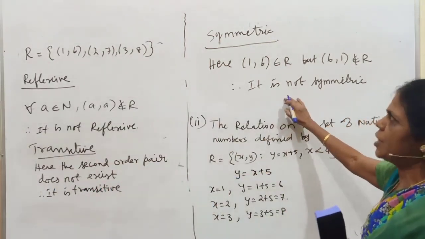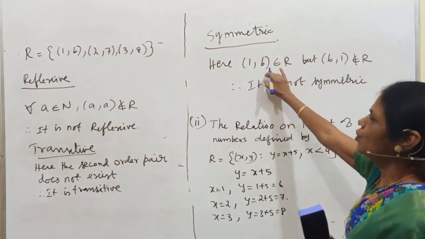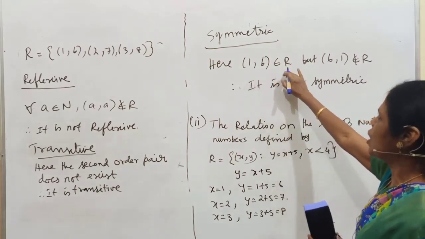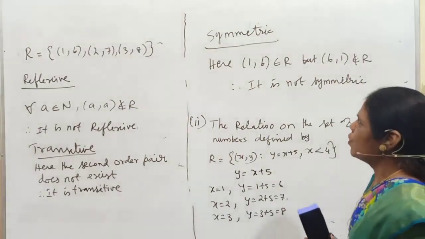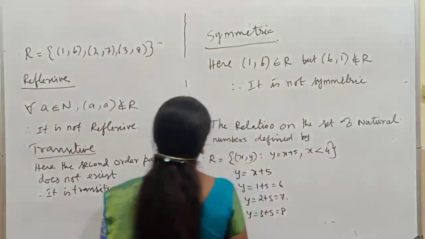Now we are doing symmetric. So symmetric, all of you know to do by yourself. 1,6 belongs to R, but 6,1 does not belong to R. Therefore, it is not symmetric.